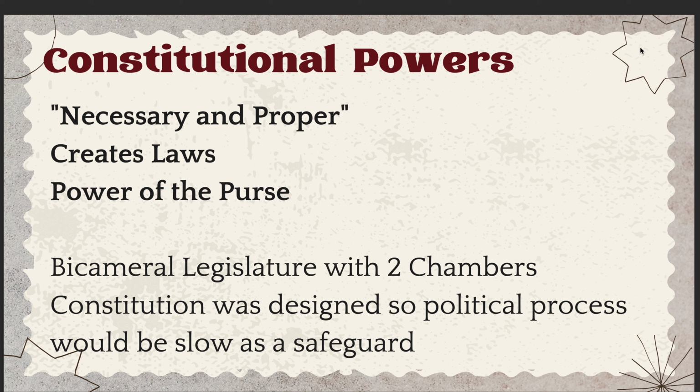We have a bicameral legislature. This means we have 2 chambers. We have a House of Representatives. They serve for 2 years. We have a Senate. They serve for 6 years. And then the Constitution was designed so the political process would be slow. Like, it takes a pretty long time for bills to pass through because it's intended to be a safeguard. We can't just get bills going through over and over and over again. That would be too quick. You wouldn't be able to hold people accountable. And again, we're scared of tyranny. We're terrified of it.